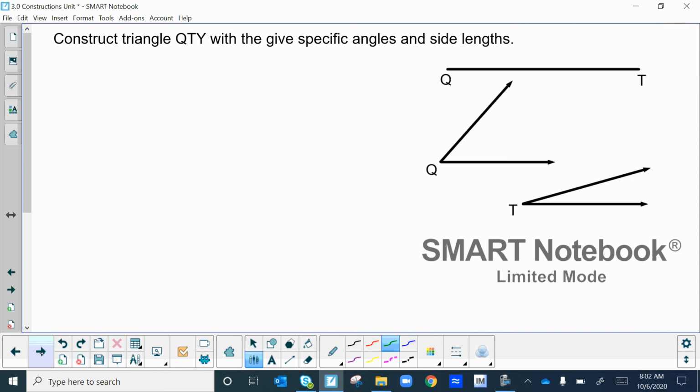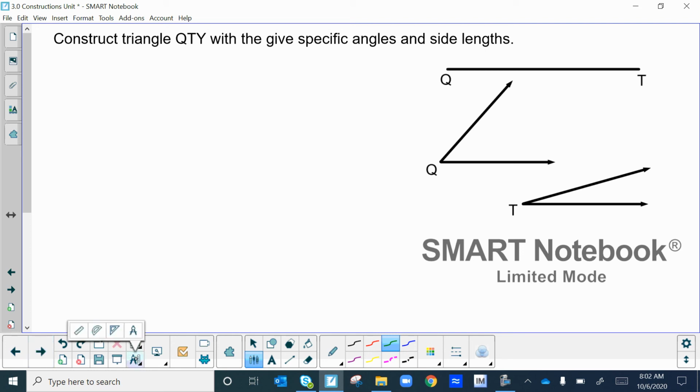Okay, let's try one more. This time we're going to make a triangle QTY, and I have to use these specific angles and side lengths. So Q, T, and Y. Okay, so I'm going to first start off by copying that segment QT. And then those 2 angles need to be part of the triangle.